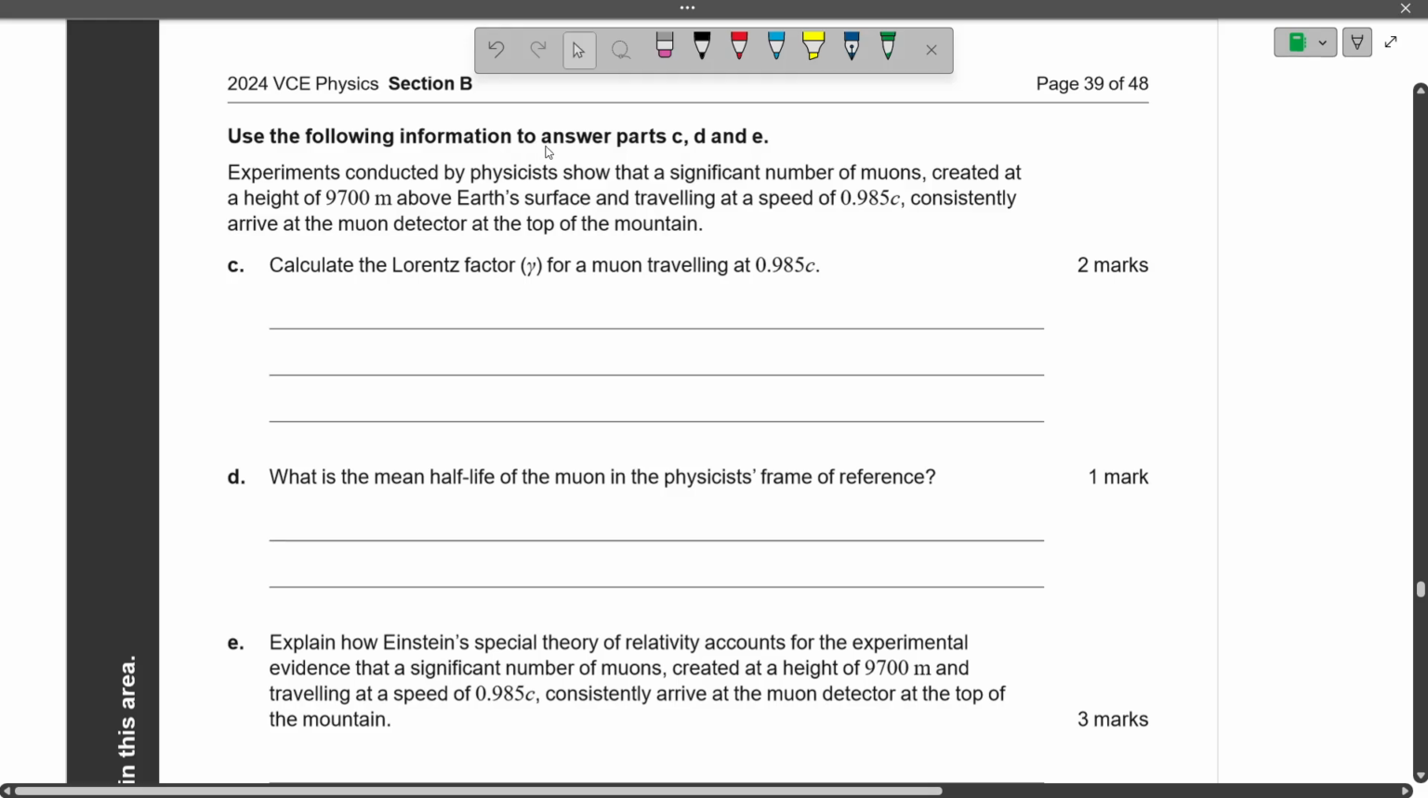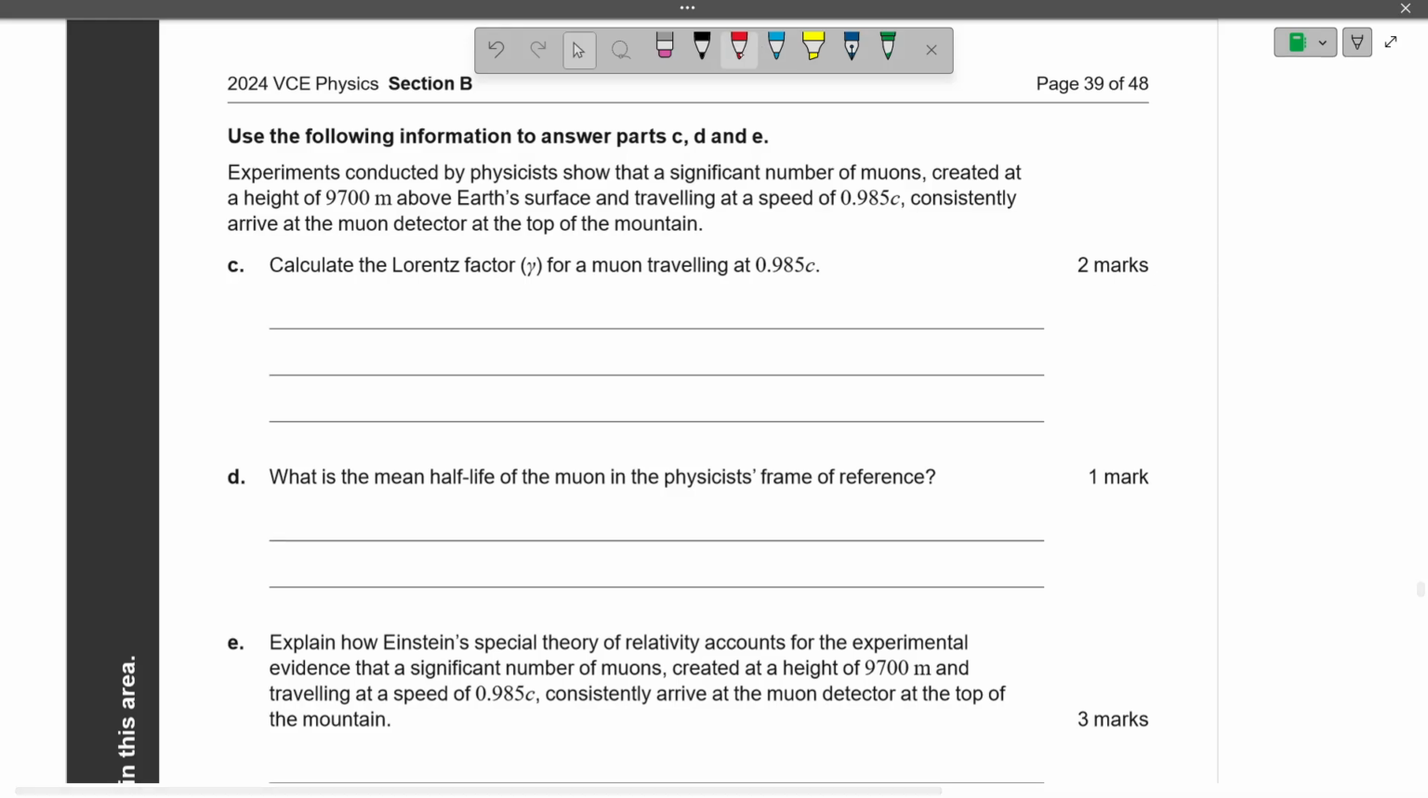Use the following information to answer parts C, D, and E. Experiments conducted by physicists show that a significant number of muons created at a height of 9,700 meters above Earth's surface and traveling at a speed of 0.985 c consistently arrive at the muon detector at the top of the mountain. Part C, calculate the Lorentz factor for a muon traveling at that speed.